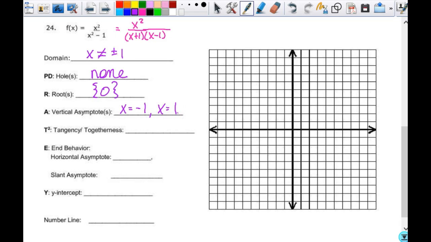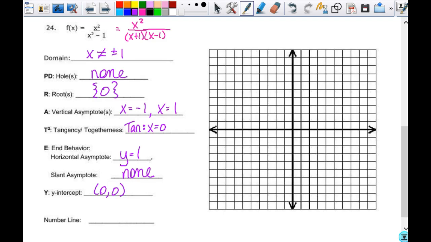So then tangency and togetherness here, I've got some. Because in the numerator, I have a factor that has an even exponent. So in the numerator, that means I have some tangency. And my tangency happens at x equals 0. In the denominator, I do not have a factor that has an even exponent, so there is no togetherness. In end behavior, these are tied in degree, which means that I take the ratio, so this is just y equals 1, which means there are no slant asymptotes. And then my y-intercept, since my root is 0, it is 0, 0.